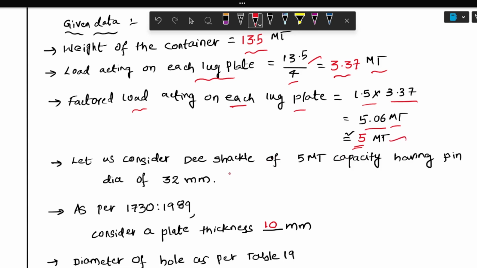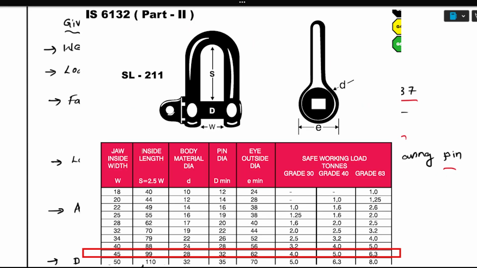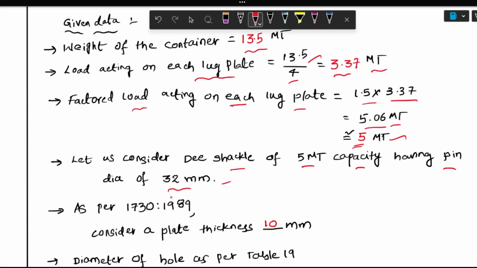So I am considering the D-shackle of 5 metric tons capacity having pin dia of 32 mm. Here you can see the details of the D-shackle, which has a 32 mm pin and grade 40, which I am considering. Better you watch this snip so that you can understand the details of the D-shackles which are available in the market. Now coming to the thickness of the lug plate.